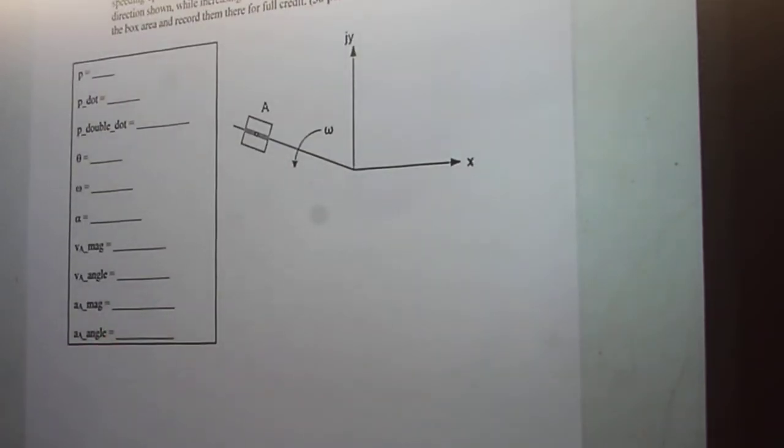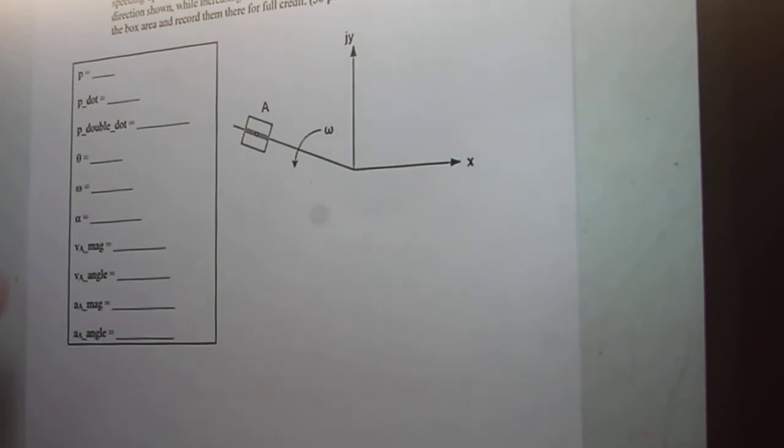The key to these problems is you have to read it to see what the directions are in order to determine whether you're putting a minus sign in front of the P dot. Well, P is always a positive value, but the P dot, the P double dot, the omega, and the alpha, you need to read that in the problem statement.